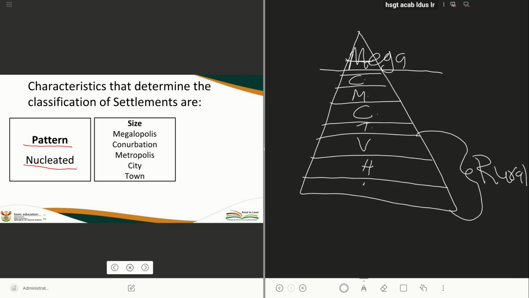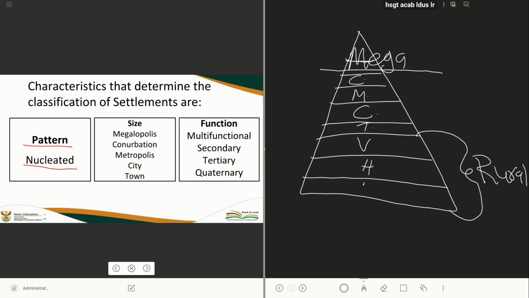Okay, we'll look at it later. I'll come back to the diagram. Let's come to the next one. There is a function. Remember, we said urban settlement is characterized as multifunctional. What do we mean by multifunctional? We're talking about it has many functions. Many functions such as what? Secondary activities, tertiary activities, and quaternary activities, which means they focus on more activities than in rural settlement.